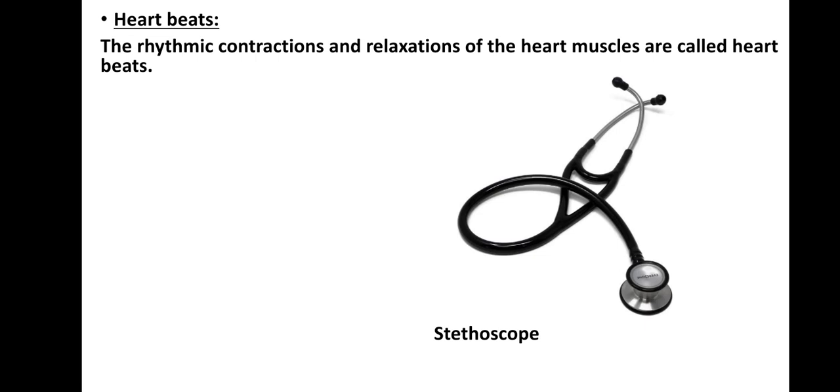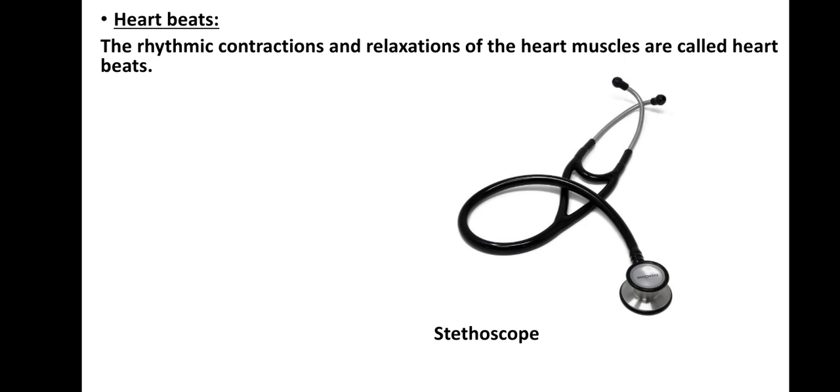Heartbeat. What is a heartbeat? The rhythmic contractions and relaxations of the heart muscles are called heartbeats. A normal heart beats about 72 times a minute. We can hear our heartbeat with the help of an instrument called a stethoscope.